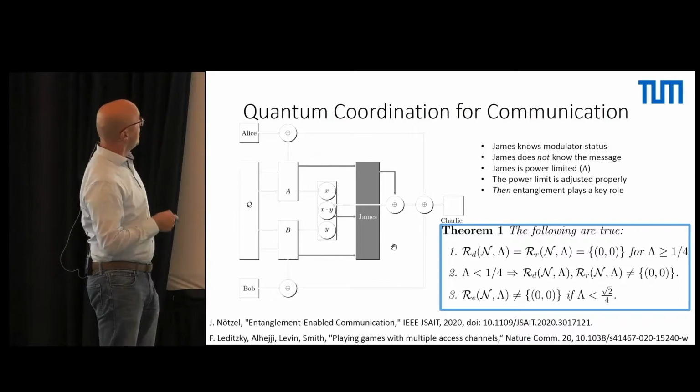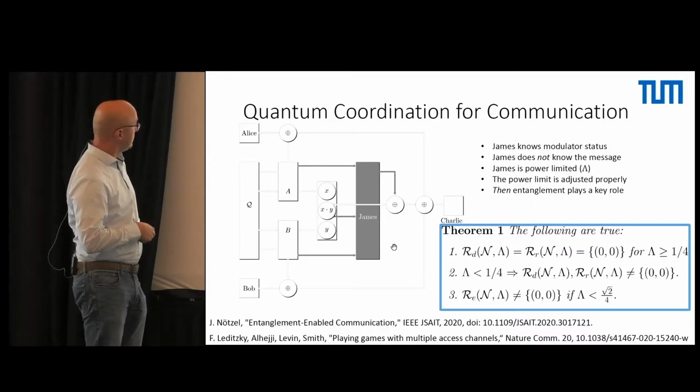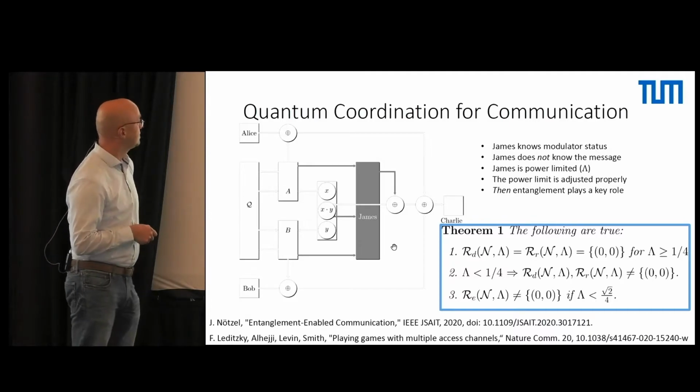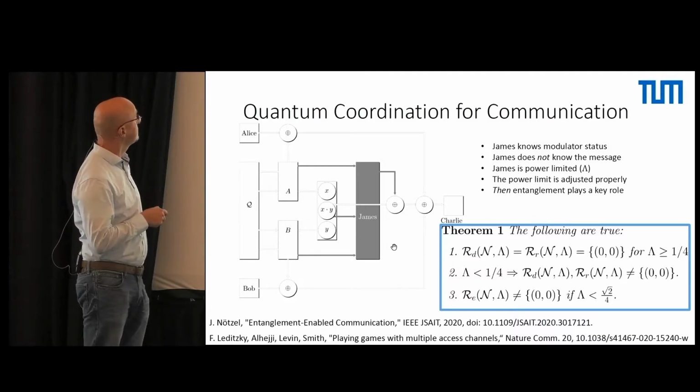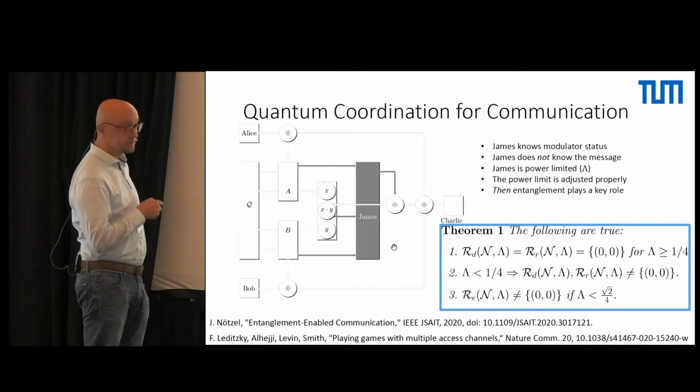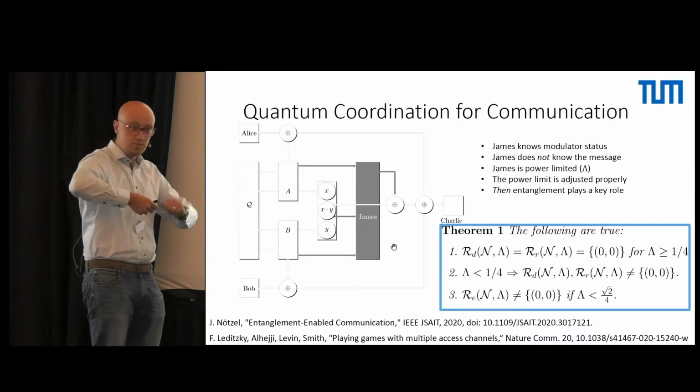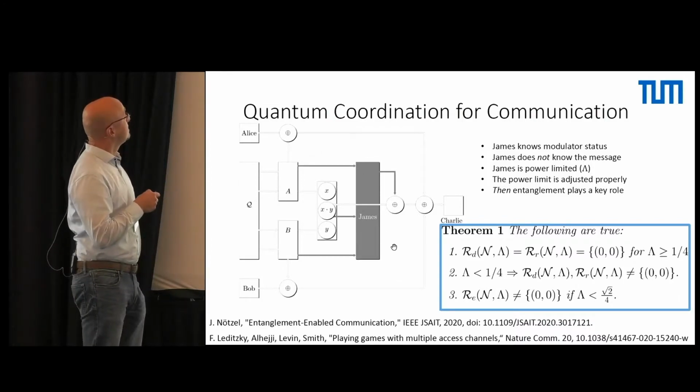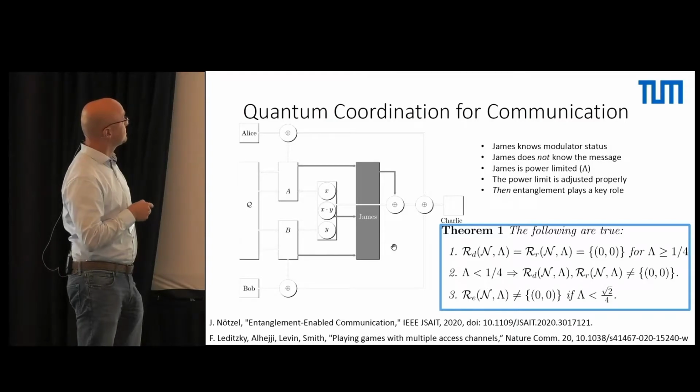Then we need to give partial information to Alice and Bob. So Alice gets x and Bob gets y. Actually, it's not really Alice and Bob that get this input, but some modulators, some technical device that they use to modulate their bit that they want to transmit.